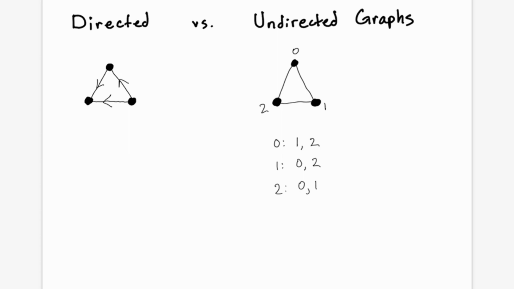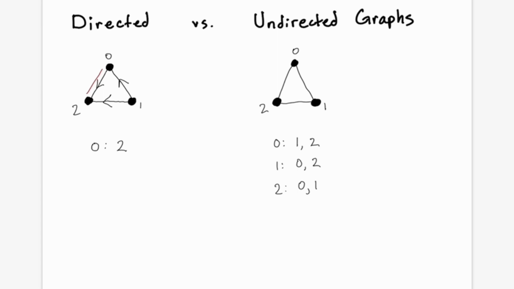Now let's do the same thing for the directed graph on the left. We'll use the same node labels, 0, 1, and 2, and let's write out the adjacency list representation. In the directed graph, node 0 is adjacent to node 2 because there is an edge with an arrow pointing towards node 2 starting from node 0. However, it is not adjacent to node 1 because the edge starting at node 1 has an arrow pointing towards 0, not starting from 0 and pointing towards 1. So the adjacency list for node 0 contains a single node, node 2.